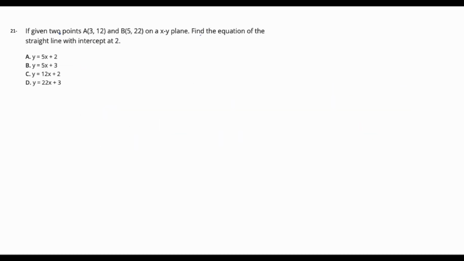Question 21 says, given 2 points A and B here with the coordinates on an xy plane, find the equation of the straight line with intercept at 2. So the equation of a straight line is y equals mx plus c, where m is the slope and c is the y-intercept, meaning where the line crosses the y-axis.